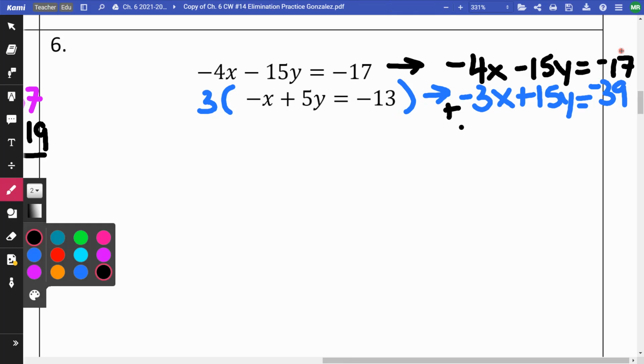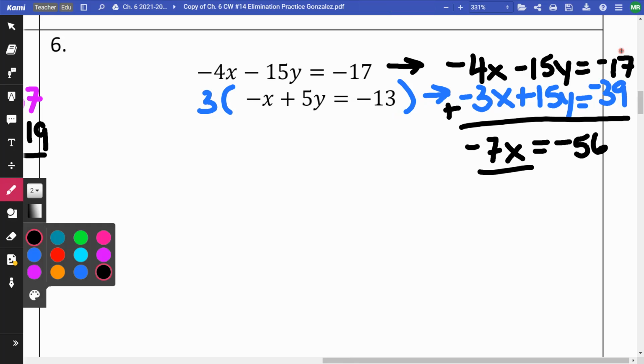I'm going to add. I get a negative 7x. My y's cancel out. And my negative 39 minus my negative 17, 39 becomes a negative 56. I divide by a negative 7, and I get x is equal to 8.